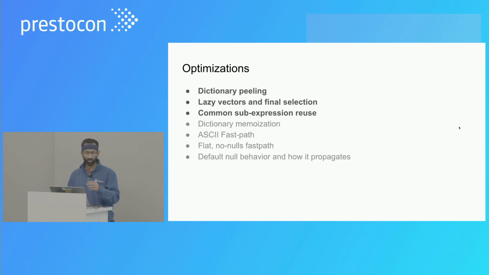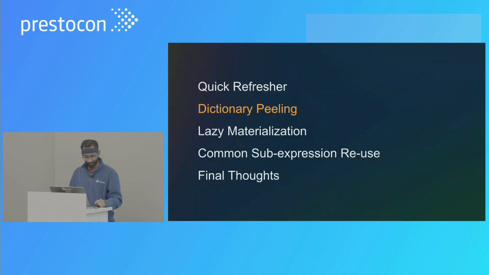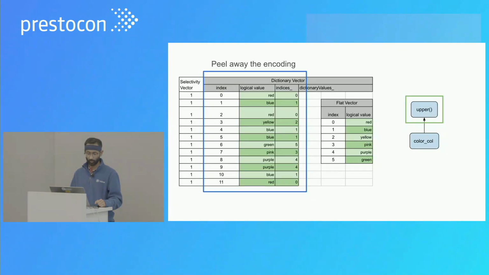All right, so these are a couple of optimizations that we employ in expression evaluation. There are more, but these are the ones that I could come up with off the top of my head. And we are only going to be talking about the top 3 because we're very short on time. So hope you enjoy those. All right, let's talk about dictionary peeling.